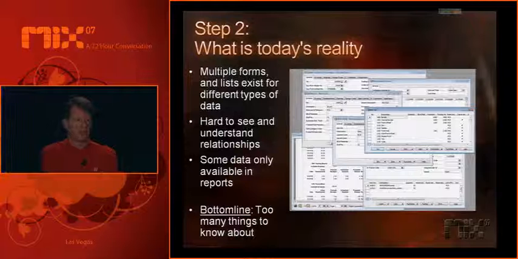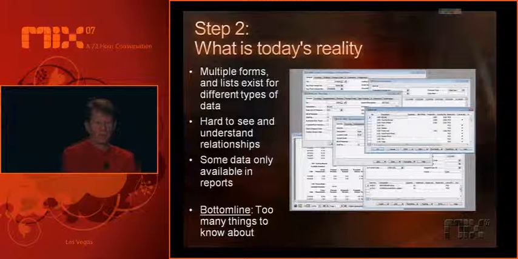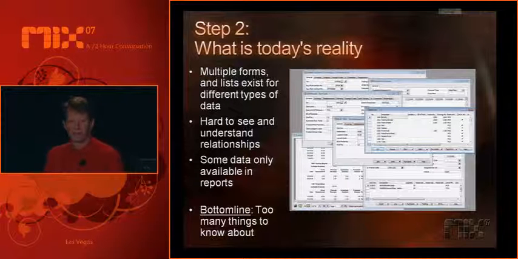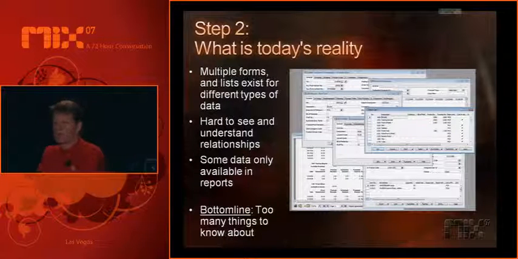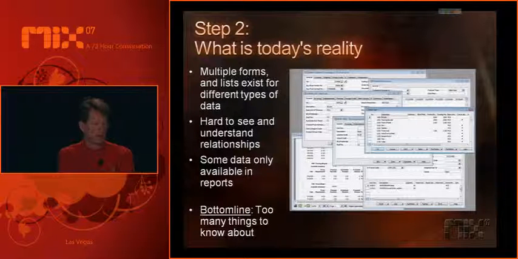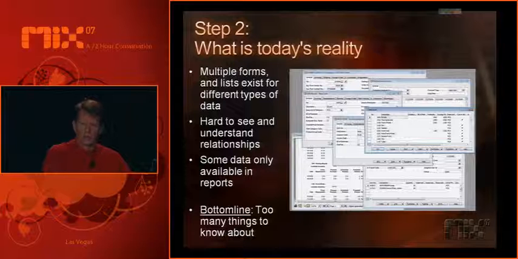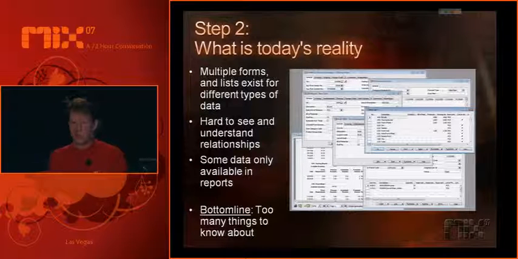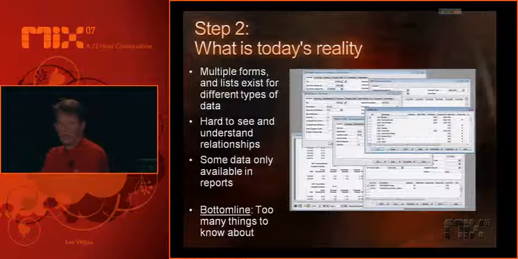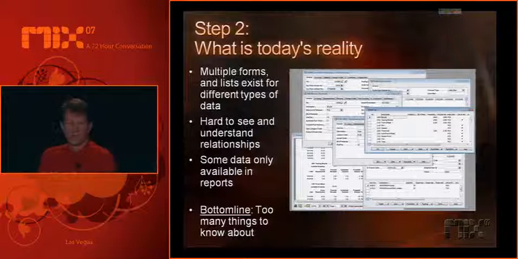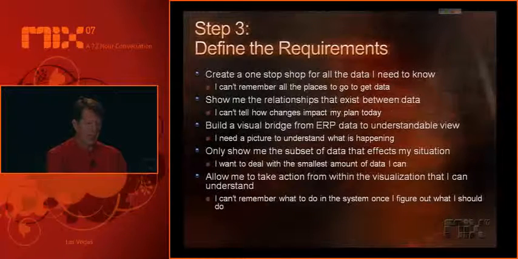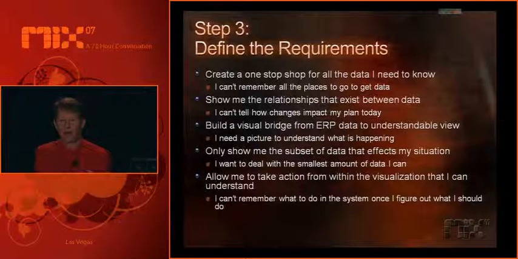ERP applications are great. I've been working on them for a long time, but they've got some problems as well, which is there's lots of forms, lots of lists, lots of stuff, and it's hard to tell how all this stuff ties together. And so we need to do something to fix that problem. Can't understand the relationships. Some data you can only find in reports. It actually doesn't even come up in a form. And sometimes you don't have all of the relationships, so you can't navigate to understand them. But bottom line is there's too many things to think about, and you have to have some way to bring it together.